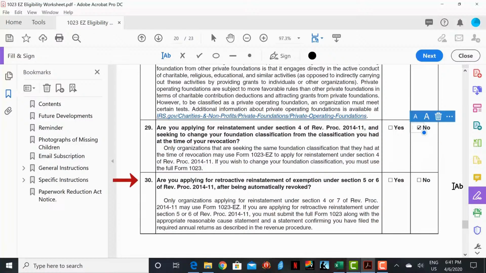30. Are you applying for retroactive reinstatement of exemption under Section 5 or 6 of Rev Procedure 2014-11 after being automatically revoked? No. And this is how you will fill out this worksheet if it applies to your business.